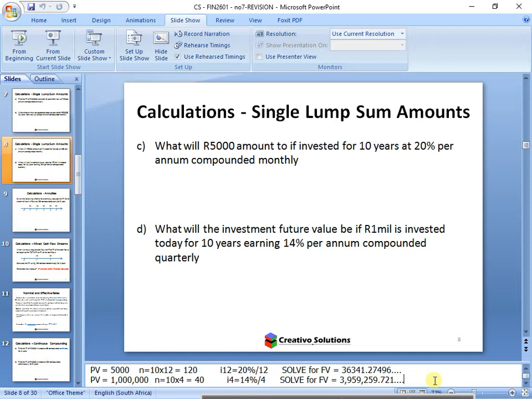Okay, so that's PV and that's FV, right? Simple calculation on the calculator. Okay, you guys happy with those two?